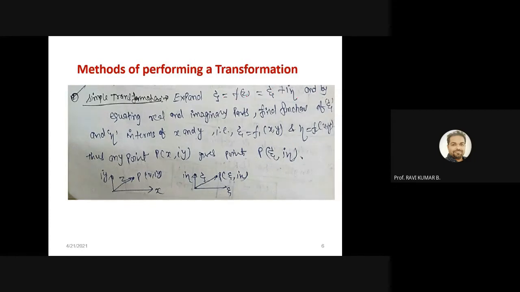As we know, zeta is a function of z, so xi will also be a function of z, and eta can also be a function of z, and z is basically x and y. So from this we can say that xi is a function of x and y, and eta is also a function of x and y. Any point in the z plane will be represented by x and y. So this can easily be converted into the other coordinates of xi and eta. For a given value of x and y, we can find the xi and eta coordinates, and we can represent the point over the zeta plane. In this way, looking at the coordinates, we can simply transform one point from one plane to another plane. That is called simple transformation.